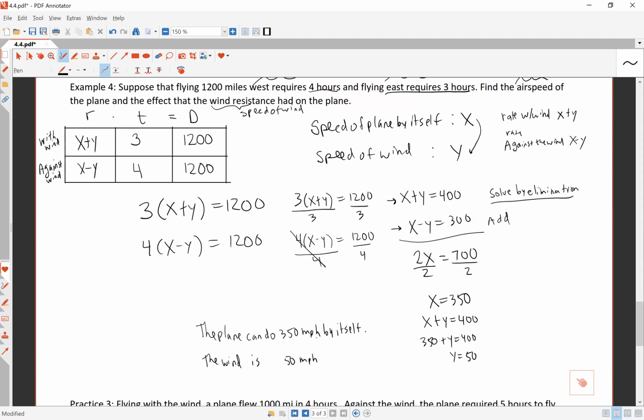So you can check this by saying when we go with the wind, we were going 350 plus 50, which is 400 miles times 3, which is 1,200. And when we went against the wind, the 50 was taken away from the 350, which gives us 300. But this required us 4 hours because we were going slower to get the same distance.